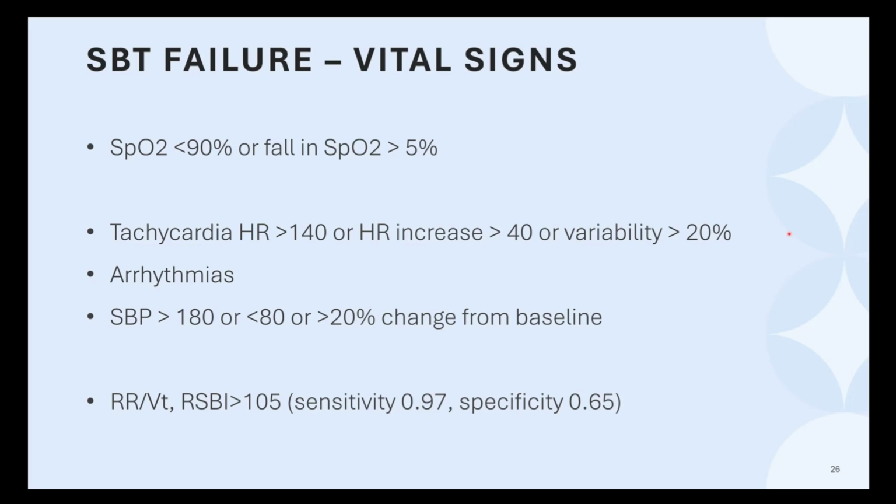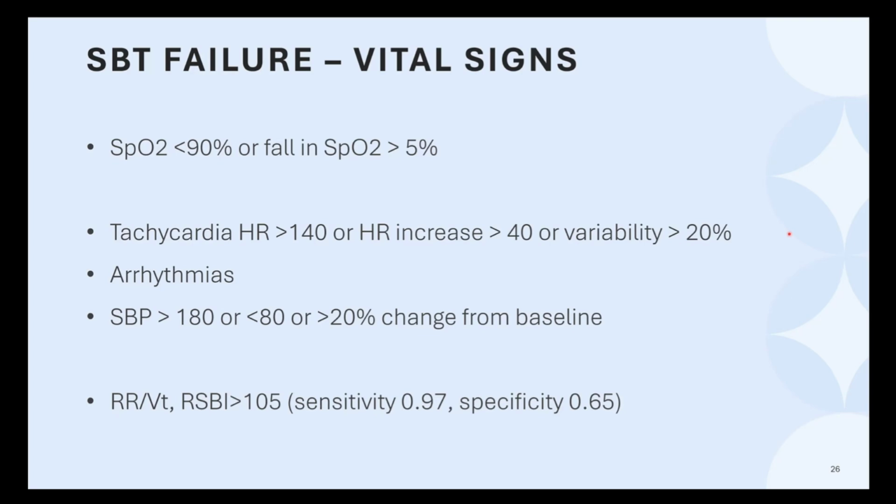You take the respiratory rate of the patient when they're on SBT divided by their tidal volume, but this tidal volume is in liters per minute that you divide it by, and you get the RSBI. So anything higher than 105 means that they are breathing very rapidly, but their tidal volume is very small. All right. So they're not getting enough tidal volume. They're breathing very rapidly. So they're in distress, and you shouldn't continue on the SBT anymore.